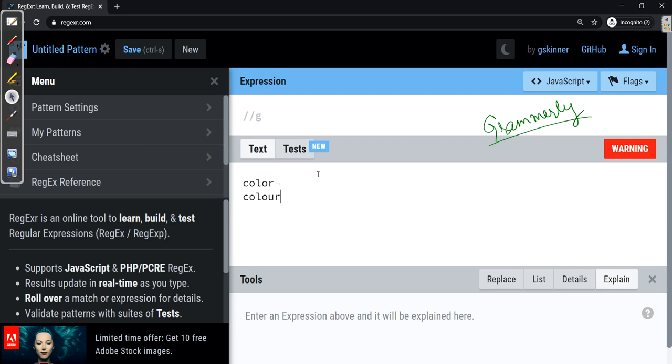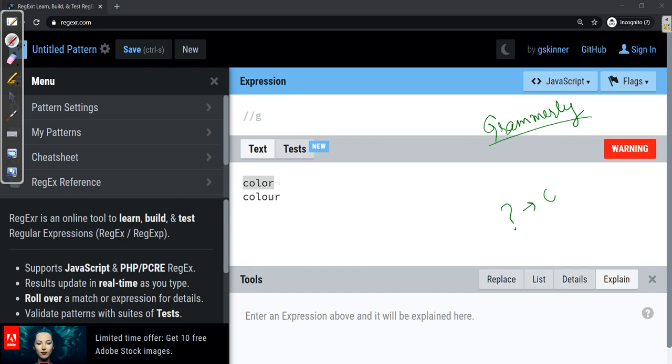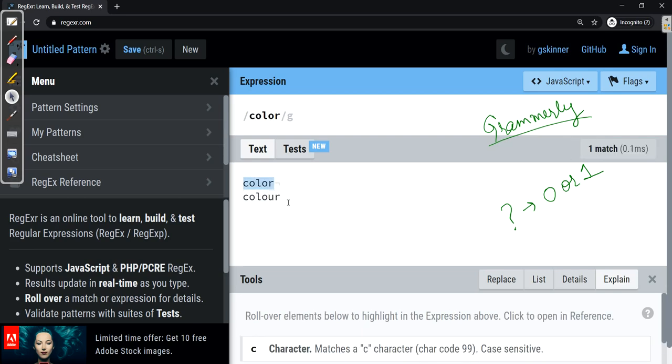Both spellings are right because it varies as per the geographical area. Both spellings are right, but how does Grammarly recognize it? Here it makes use of regex, where the question mark comes in. The question mark is used for 0 or 1. Let's see how. If I write color, the first word is matched. Now if I write colour, then the second string is matched.